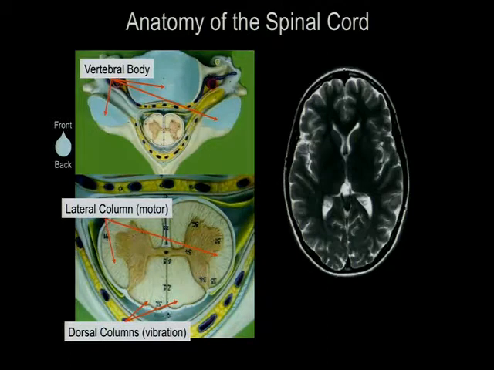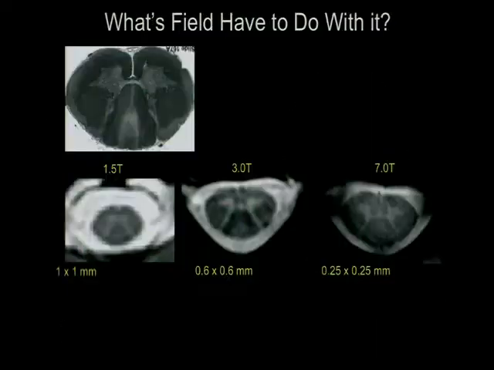I show you this again a different way, just because I want to give you the feeling for the size of the spinal cord. So here's a brain, and here's a spinal cord down here. If I overlay, it's the same scale. If I overlay a little region of interest on the spine and I put it on the brain, that's kind of what we're dealing with here. So now you can imagine that a 2 millimeter lesion in the brain is going to have quite a bit different effect than a 2 millimeter lesion in the cord. Okay. What's field have to do with it? I'm not going to spend a lot of time talking about the field evolutions, but I do want to introduce it.